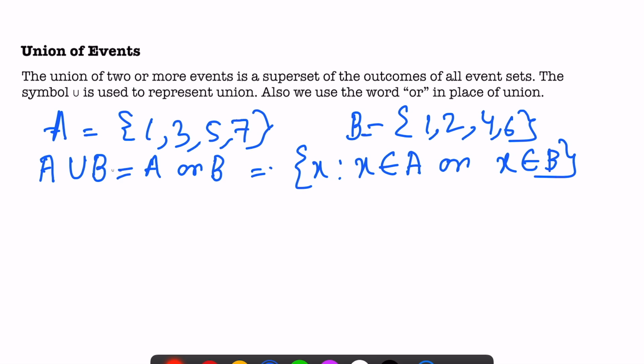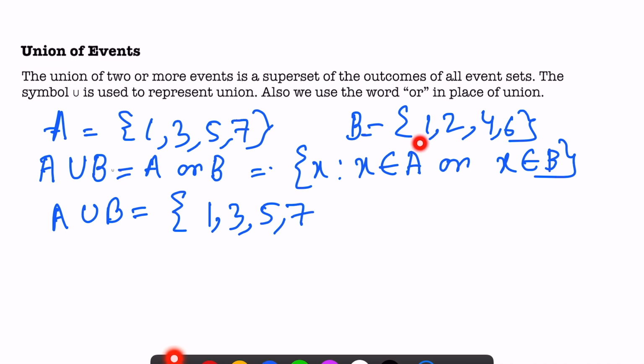So here A union B will be 1, 3, 5, 7. Then again we have 1 here in B, but we already included 1 here. So the rest of the things we include are 2, 4, 6. So this is the union of A and B. Note that we are not including 1 two times, because union is also a set of outcomes of all the events, right?